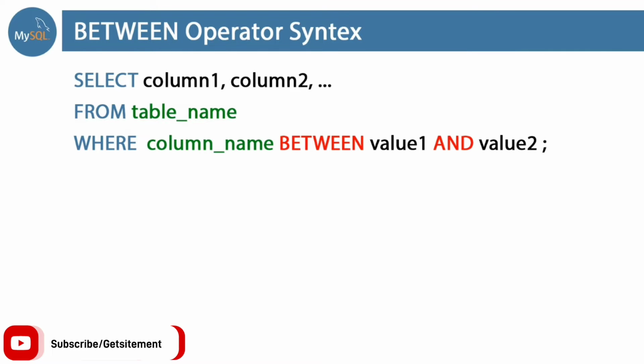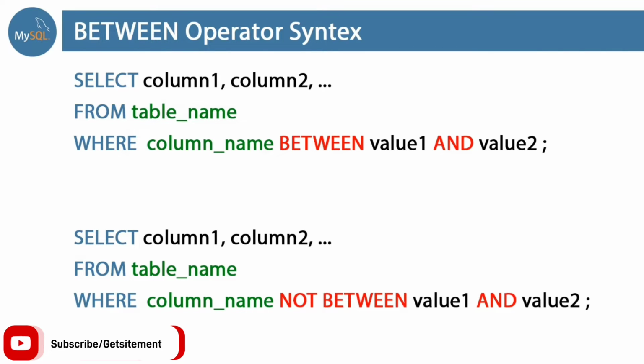And we can use the BETWEEN operator with the NOT operator. We just need to use the NOT keyword before BETWEEN. If we use the NOT keyword, then it's going to return all the values outside the range between value 1 and value 2. So let's start the practical and see how it works.